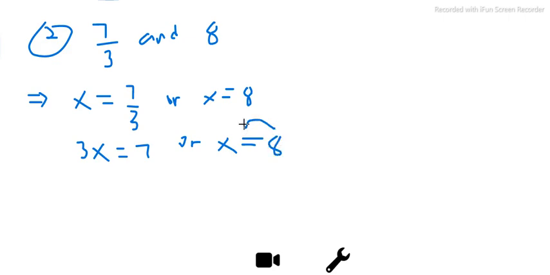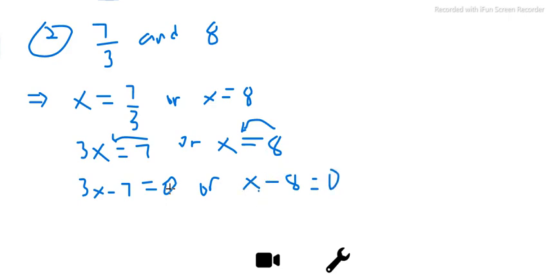So we shift this 7 here. It is plus 7 here, and when we shift it, it becomes minus 7 equals to 0, or x, here we have plus 8. When you shift it, it becomes minus 8 equals to 0. Then we combine these two together. We are going to have 3x minus 7 times x minus 8. So we have two brackets here.